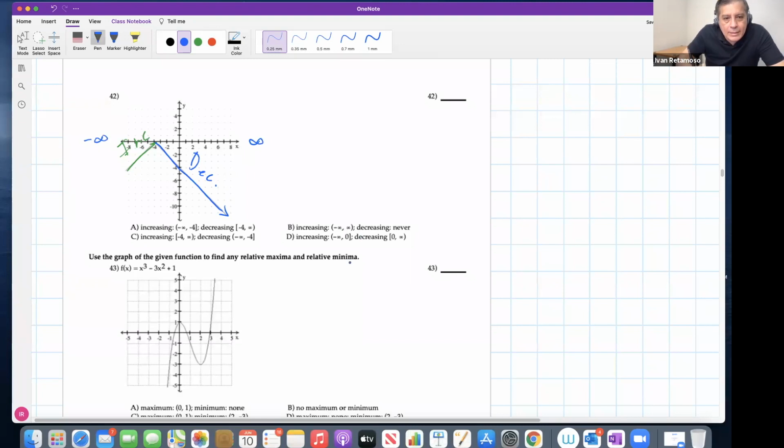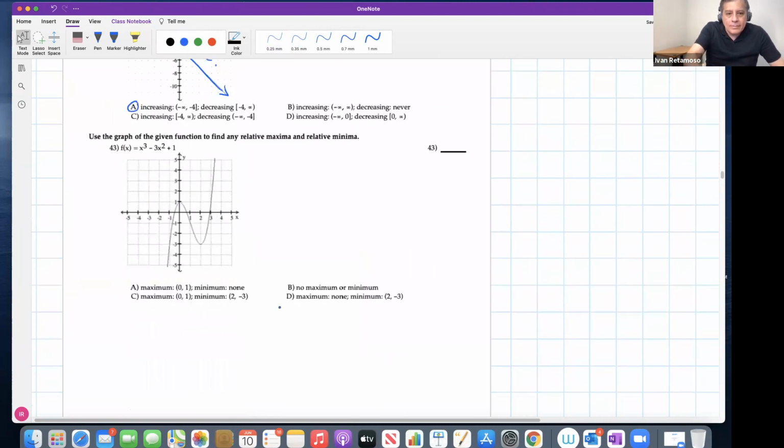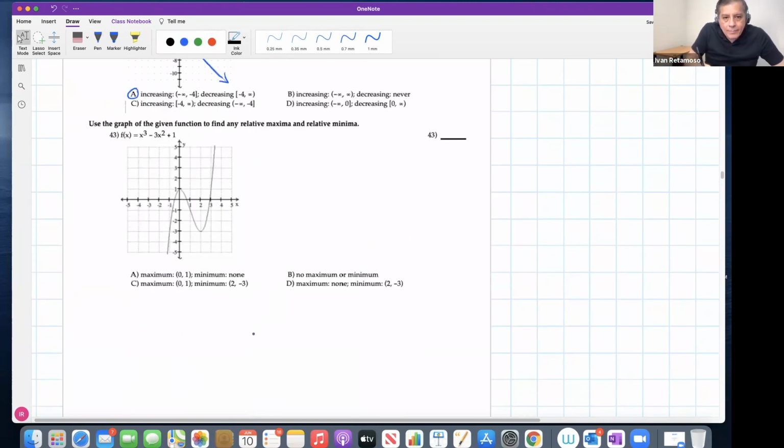Infinity. Which one is telling us that? Well, if you look through, the first one is telling us that: increasing from negative infinity to -4, and from -4 to infinity, decreasing. Very good. This next one is asking you to identify the relative maxima and relative minima.